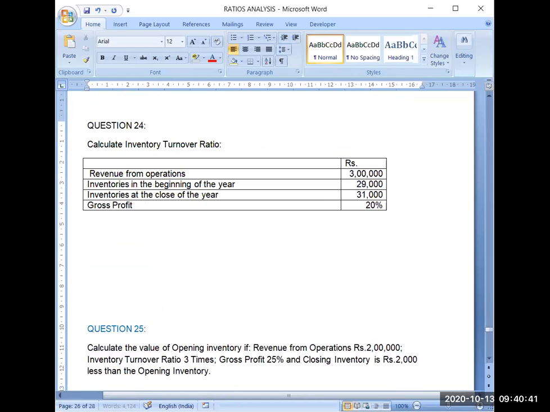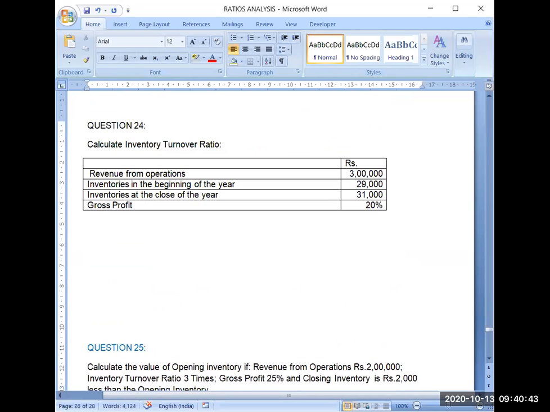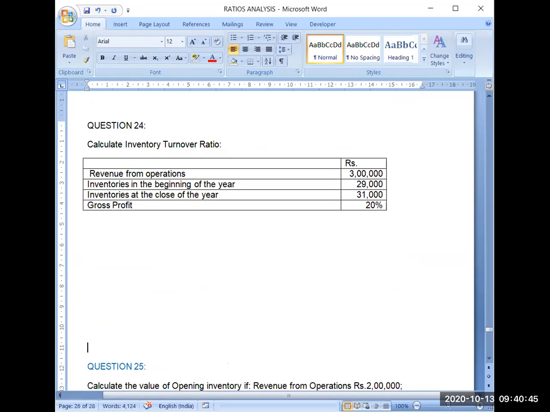Next question is saying that your revenue from operations is 3 lakh. See, this time cost of revenue from operations is not given. Revenue from operations is given. Inventories in the beginning of the year 29,000. Inventories at the close of the year 31,000. Gross profit is given 20%.